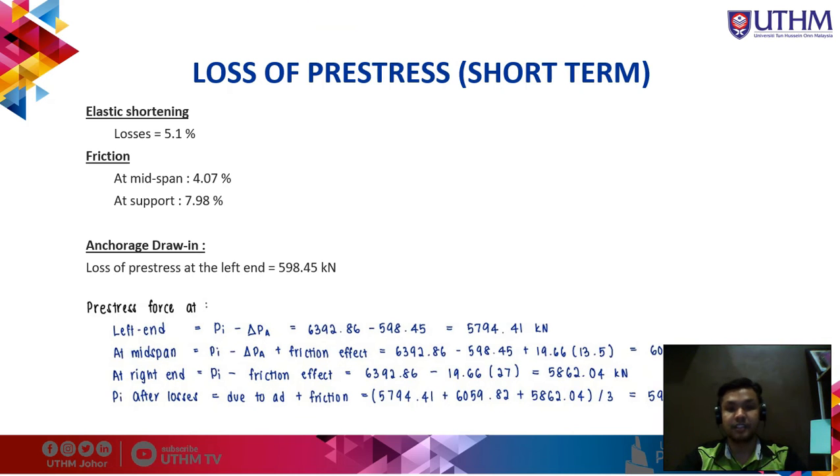For our analysis and design details, for the loss of stress in terms of short term, we have found that the loss in elastic shortening is 5.1%, and for the friction, at midspan it is 4.07%, and at support is 7.98%. For the anchorage roll-in, the loss of stress at the left end is 598.45 kilonewton. The pre-stress force at the left end is 5,794.41 kilonewton, at the midspan about 6,000, and at the right end 5,862.04 kilonewton. Last but not least, the pre-stress force after losses is 5,900 kilonewton.